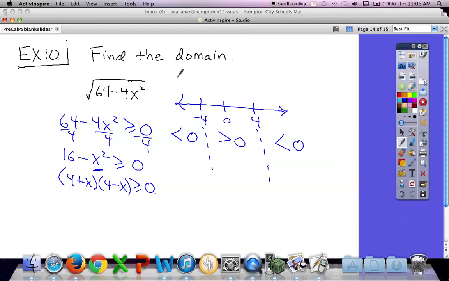So it would be, in any way you want to do it, negative 4 is less than or equal to x is less than or equal to 4. Or you could say negative 4 with a square bracket, 4 with a square bracket. Same thing.